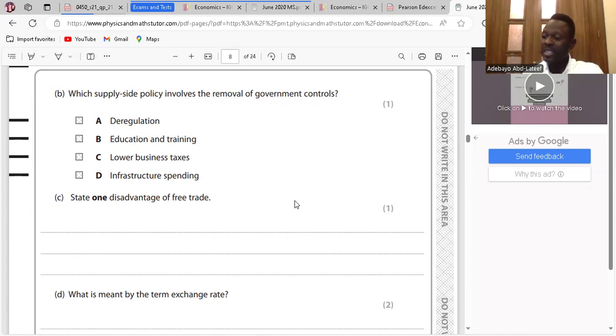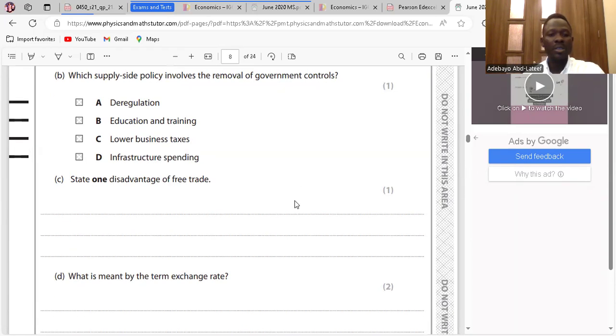Education and training is a supply side policy. Lower business tax, that is a cut in taxation, is also fiscal policy. Infrastructure spending is increasing government spending, which is a subsidy. So it's not. So go to question C.